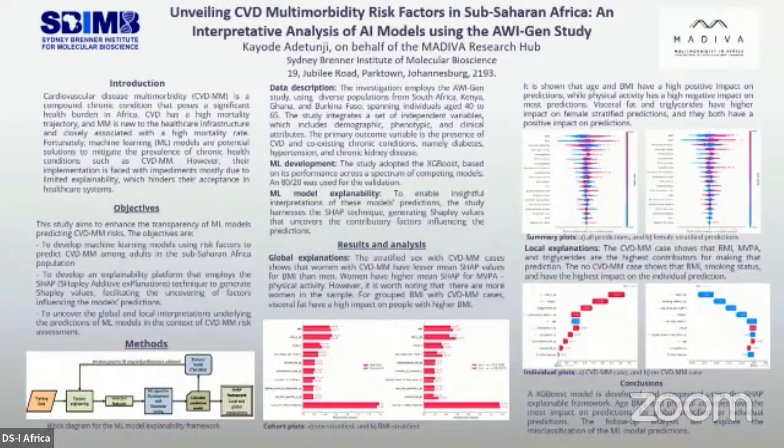Moving on to the results. The first part of the results is the global explanations, and straight up into the first slide, which is a cohort plot. The first part is telling us about the different stratifications and the feature importance of those stratifications.